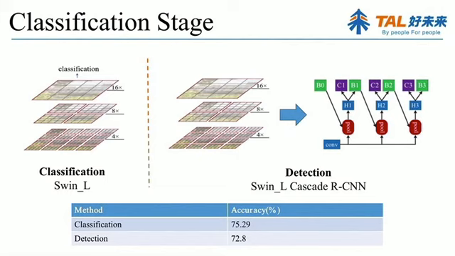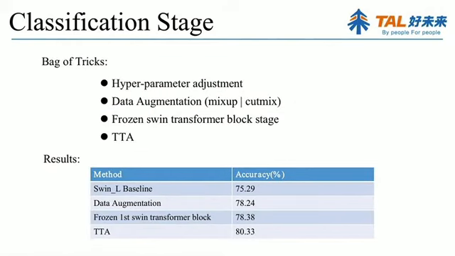The accuracy of classification is 75.29%, and the accuracy of detection is 72.8%. So we finally chose the classification model in the first stage. This slide shows our optimization of the classification model, including hyperparameter adjustment, data augmentation, frozen Swin Transformer blocks, and TTA. The results of our experiments are listed in the table below.